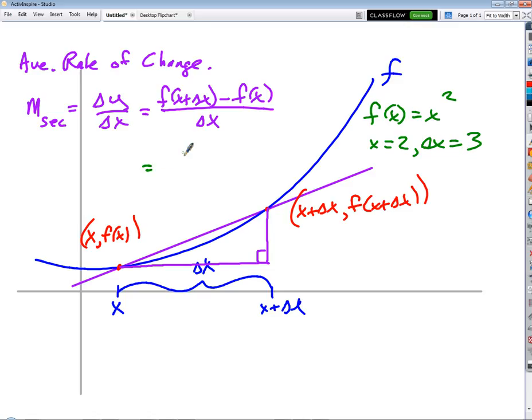We'd get x plus delta x is 5 squared, 25. So I just get 25 minus f of x, which would be 2 squared, 4, so 20, over delta x, which is 3. And so I'd get 21 over 3, which is 7. That would be my average rate of change, just because that's what the function x squared is.